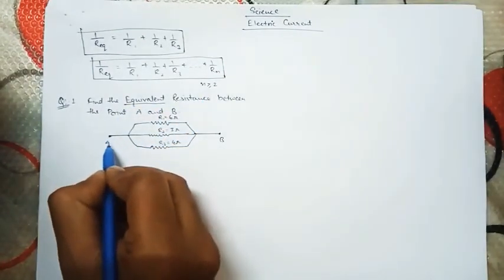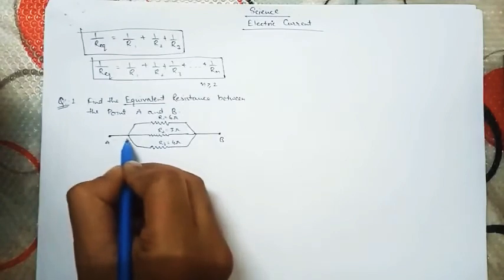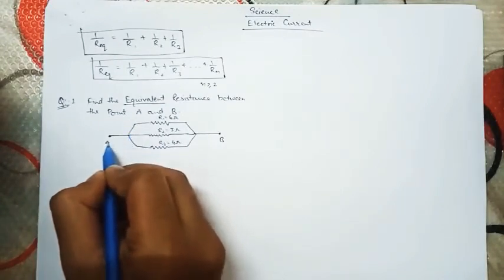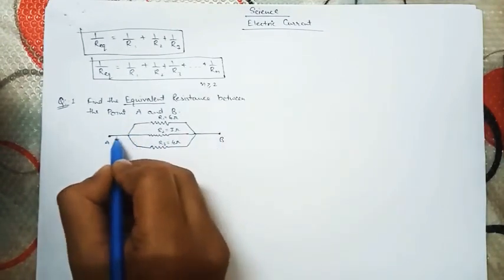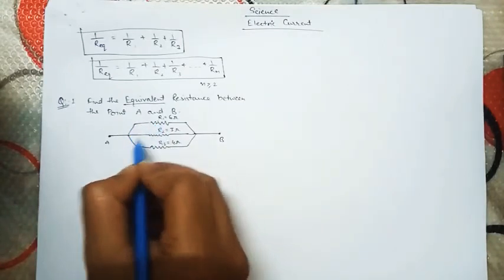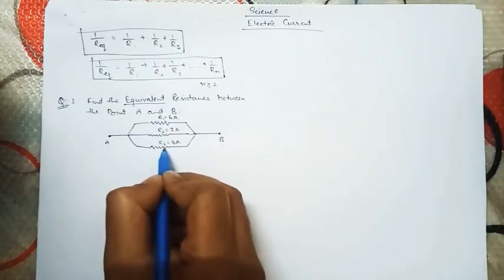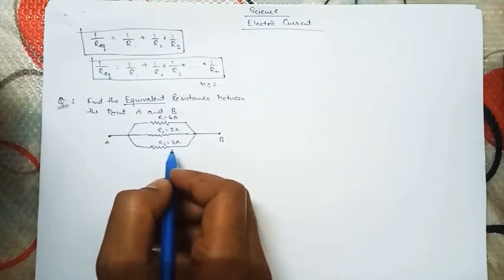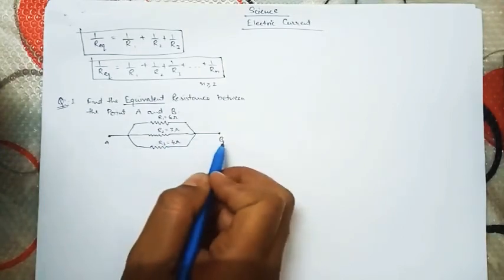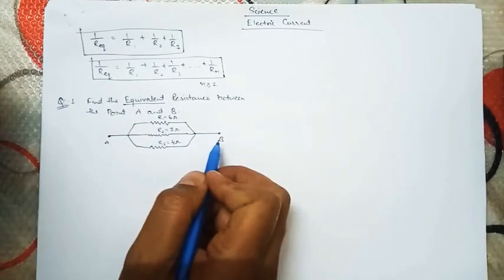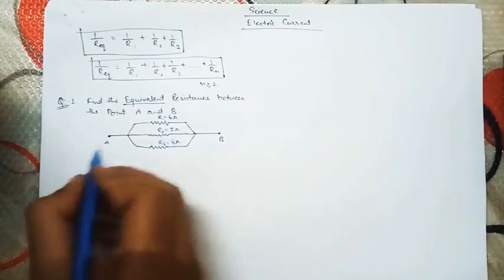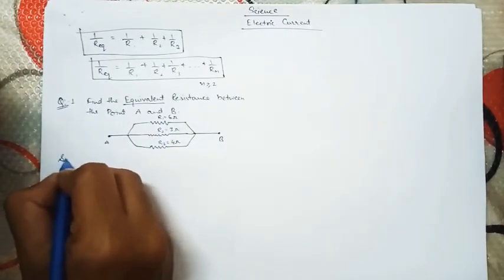When we are moving from point A to point B, there are three paths to travel from point A to point B. One path goes through R1, the second path goes through R2, and the last path goes through R3. If we have more than one path to travel from point A to point B, then it is known as the parallel combination. Okay, now we solve this question.